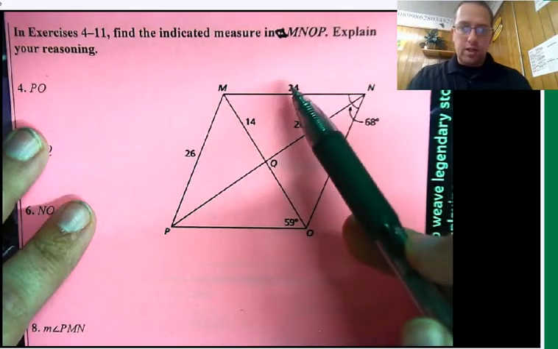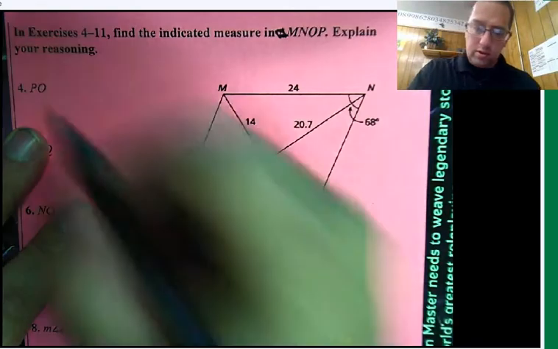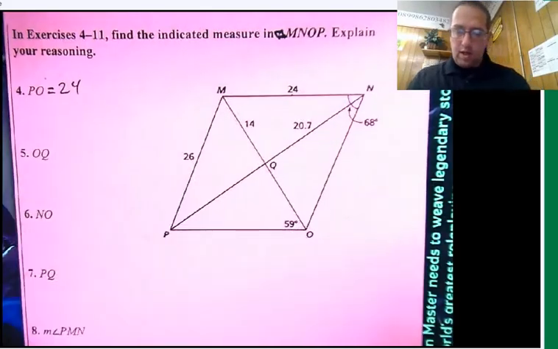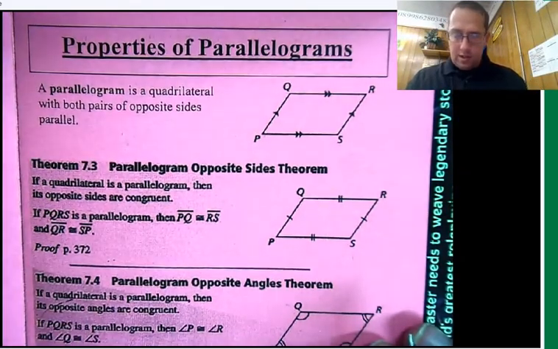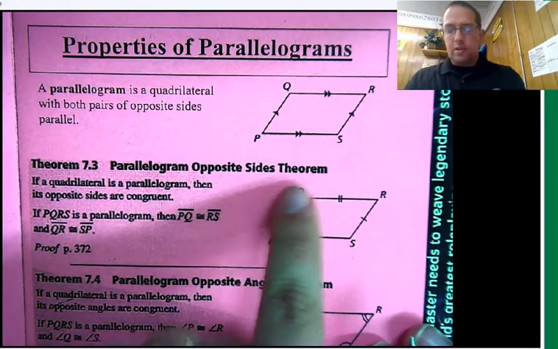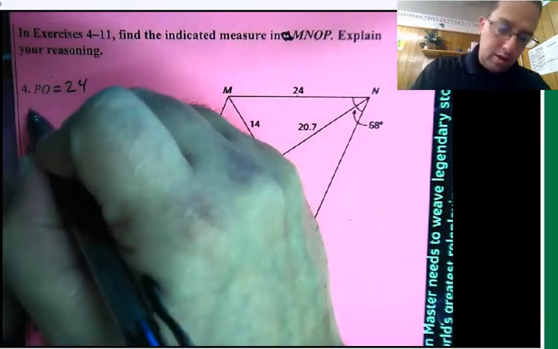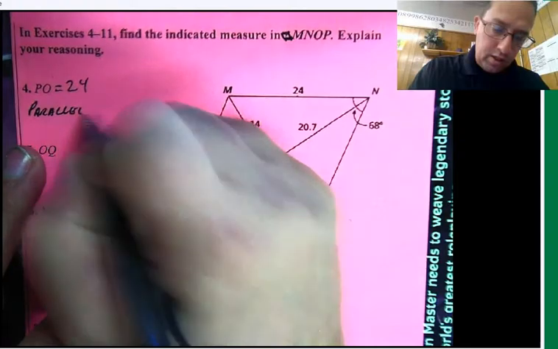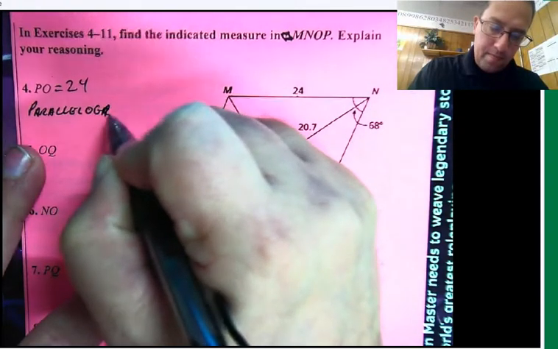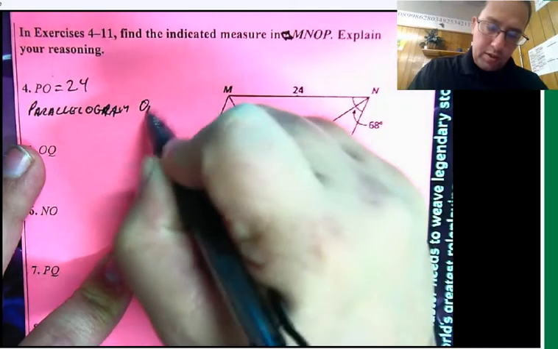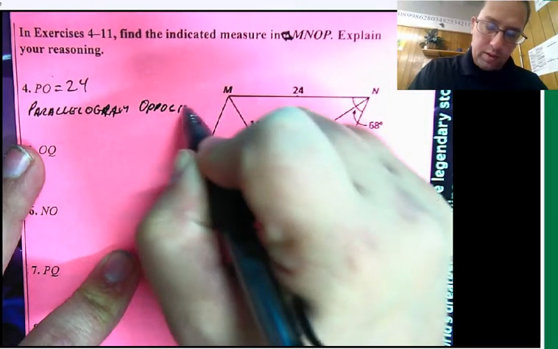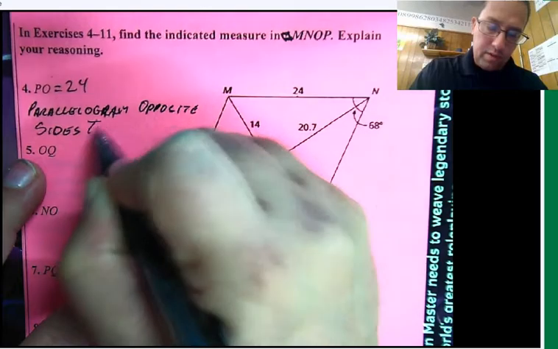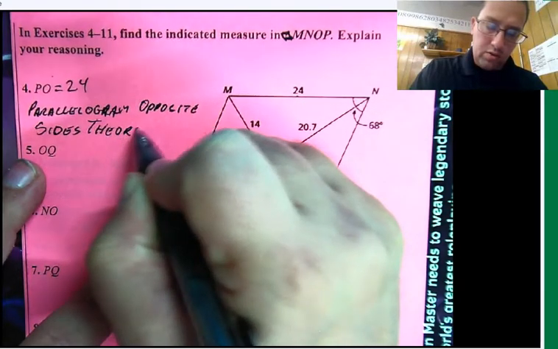Typo there. So what does that mean about segment PO? Well, it's going to be congruent to segment MN, right? Opposite sides are congruent. So this is going to equal the same thing that equals, 24. And how do we know? We need to explain. Well, let's see, opposite sides, that's going to be the parallelogram opposite sides theorem. I have to write that out. Parallelogram opposite sides theorem.